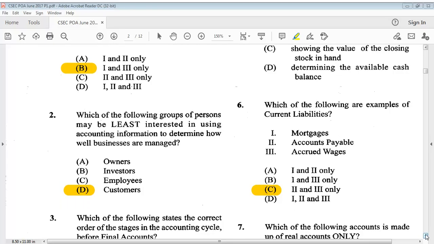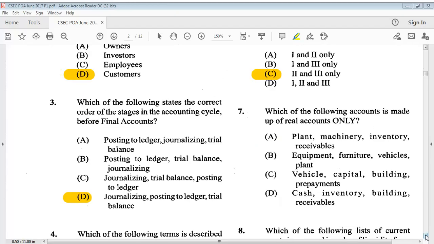Let's go on to number 7. Which of the following accounts is made up of real accounts only? We know it is B. We had explained in a previous video what real accounts are, so we don't have to go through that again. So the answer would be B, equipment, furniture, vehicles, and plants.